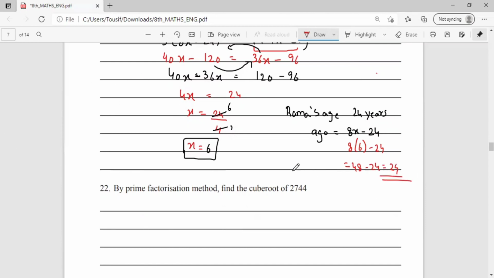Next, Shashi. I'll be writing directly. Shashi's is not 8x, it is 9x. 9x minus 24. So the x value we got is 6: 9 times 6 is 54, minus 24. And Sashi's age 24 years ago is going to be 30 years. This is the age of Shashi.